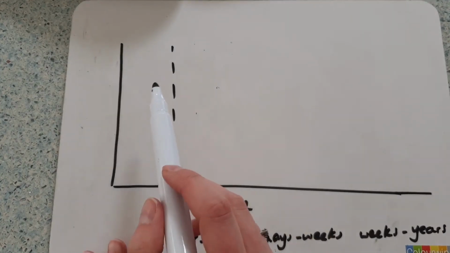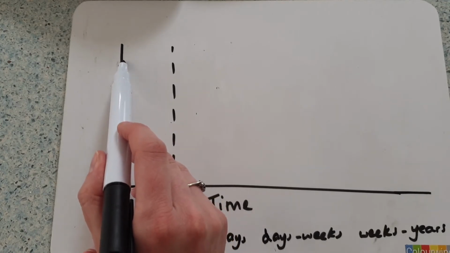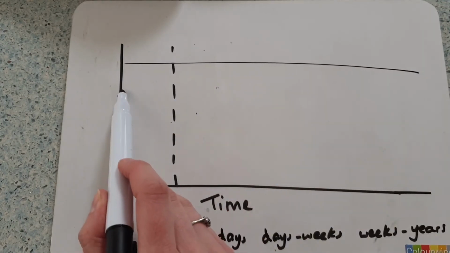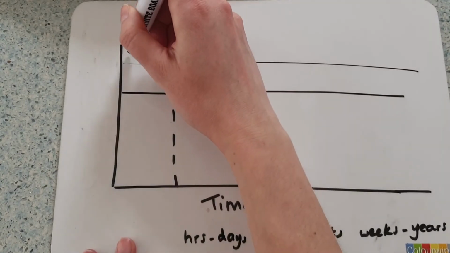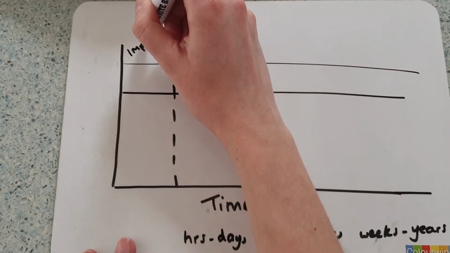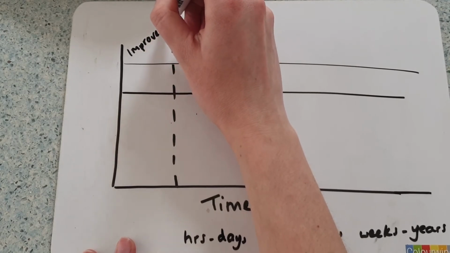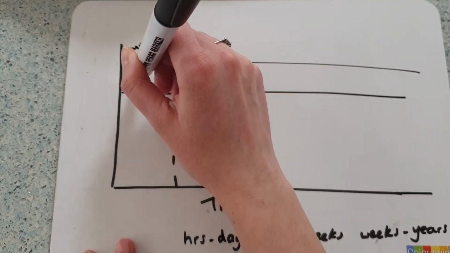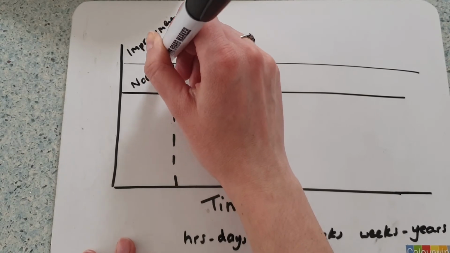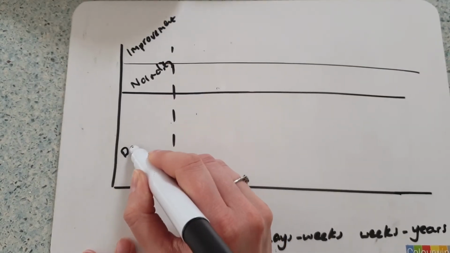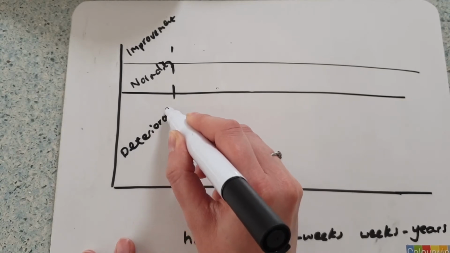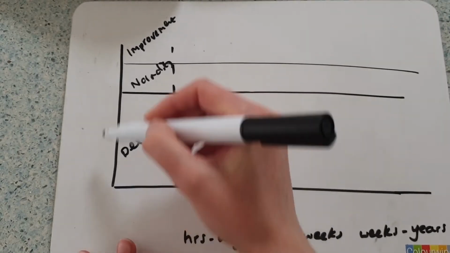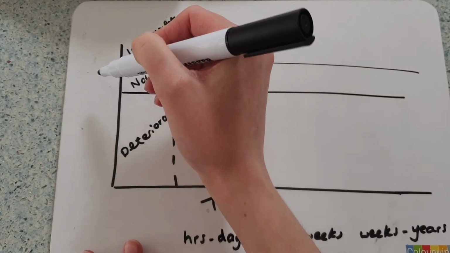And then we've got three other sections. We've got a section at the top, a middle section, and then most of our section down the bottom. So this top section is improvement. This is normality in the middle. And this one down here is deterioration. So you can probably guess. Deterioration, there we go.